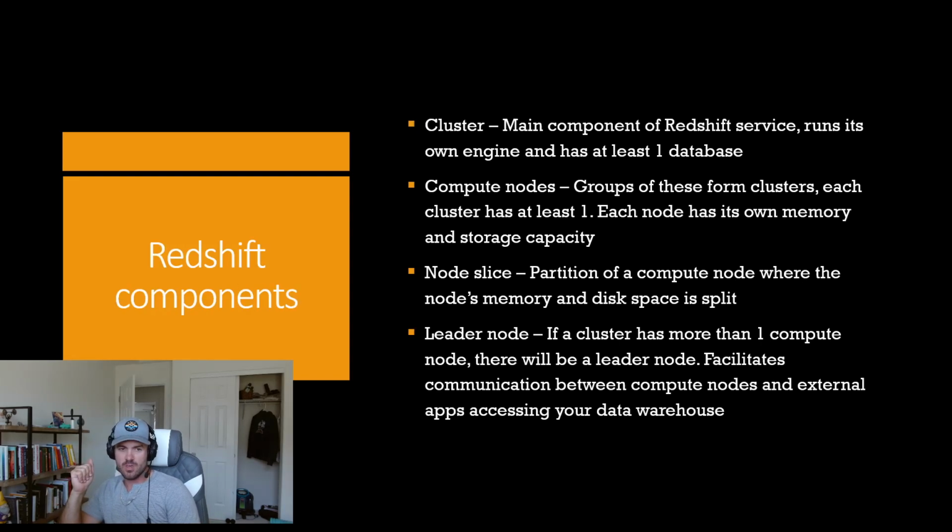Okay. So Redshift has a few components as well. You have clusters, which are the main component of the Redshift service, and it runs its own engine and has at least one database in it. Okay. Compute nodes: when you get a few groups of compute nodes, it forms a cluster, and each cluster is going to have at least one compute node. Each node has its own memory and storage capacity, so it's like those nodes in ElastiCache.